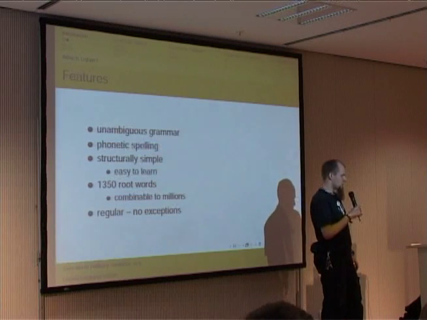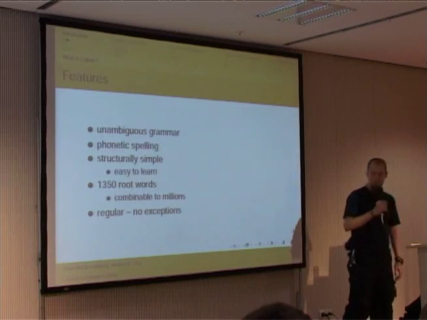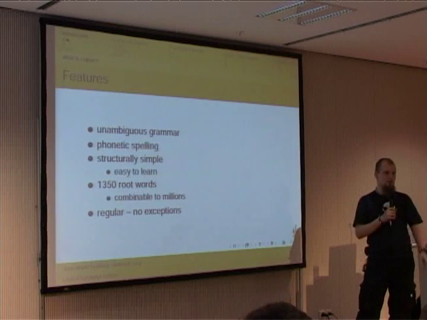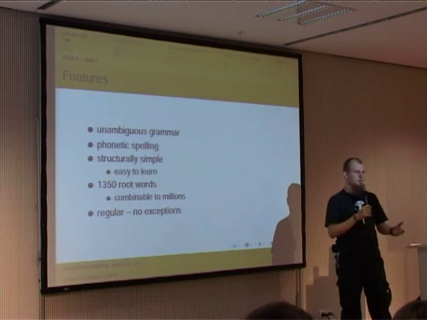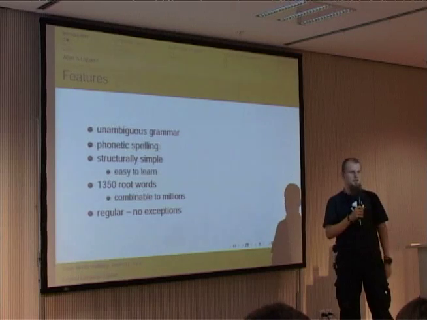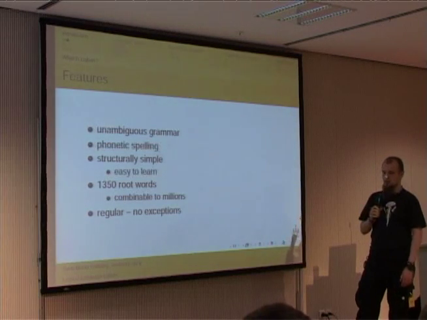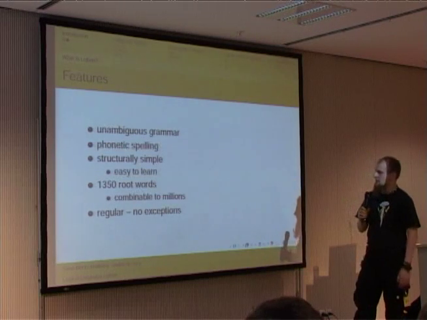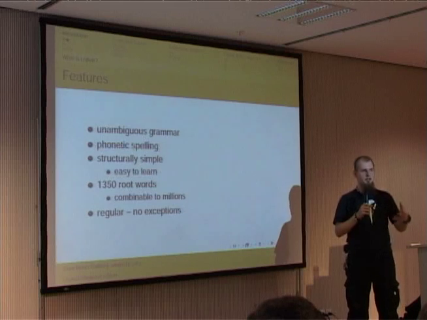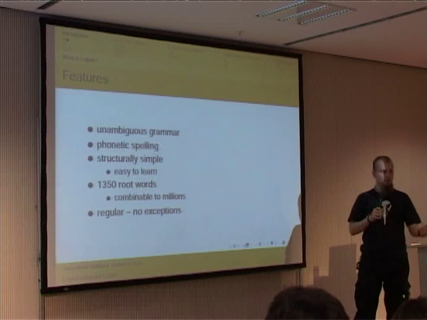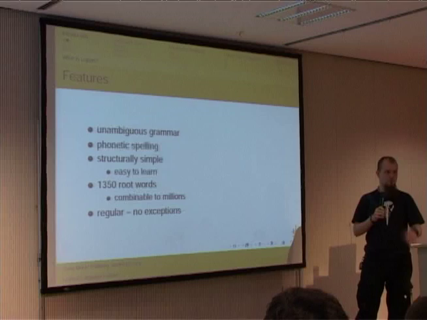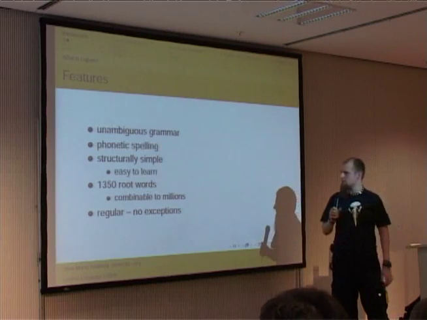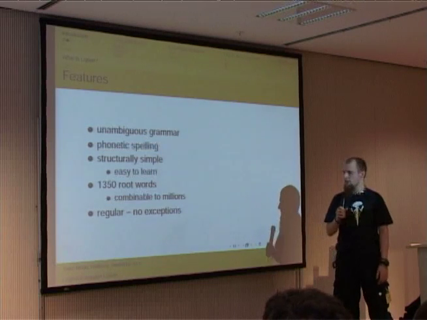Now, the main features of this language, really short, are its unambiguous grammar. That means you can parse it with a computer. You don't need semantic information about the words to find out what the structure of the sentence is. It has phonetic spelling. This means you see a word, you know exactly how it's pronounced. And the other way around, you hear a word, you know exactly how it's written. This is also called visual audio isomorphism or something. The structure is really simple, which makes it easy to learn. This is important, of course.